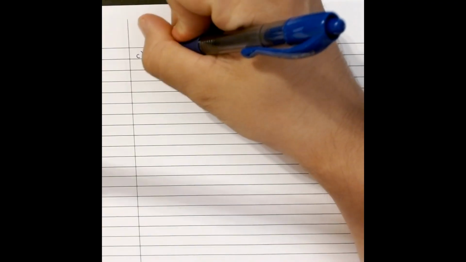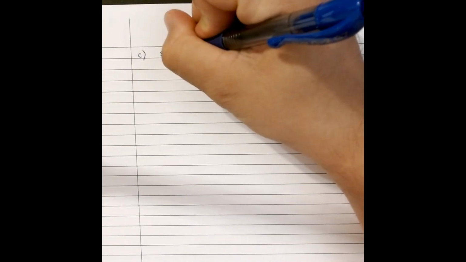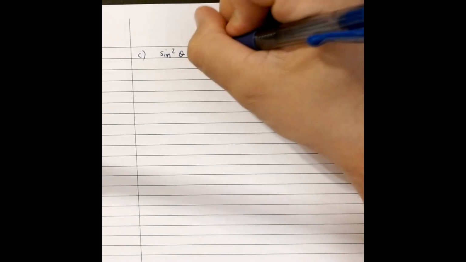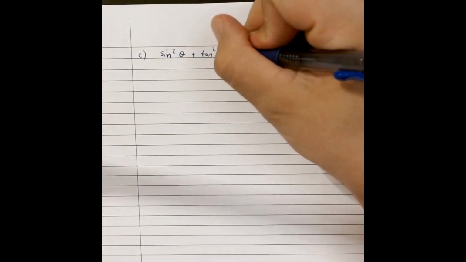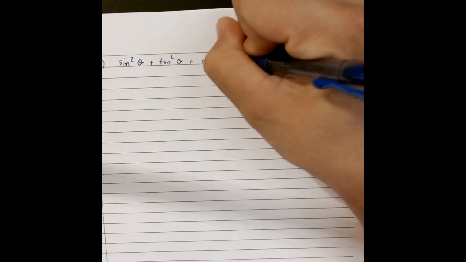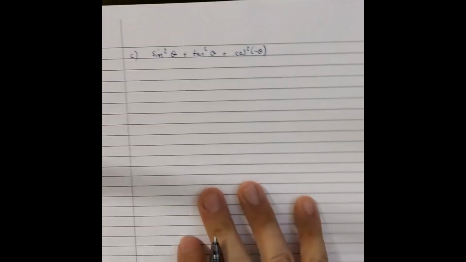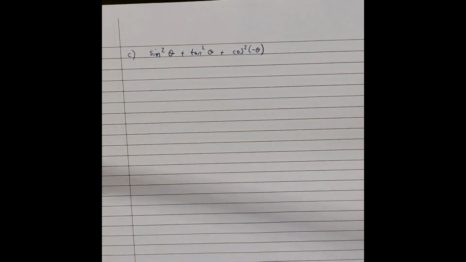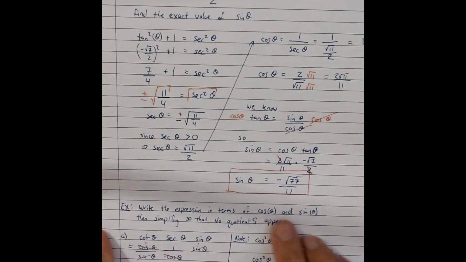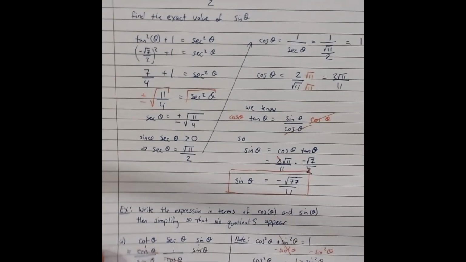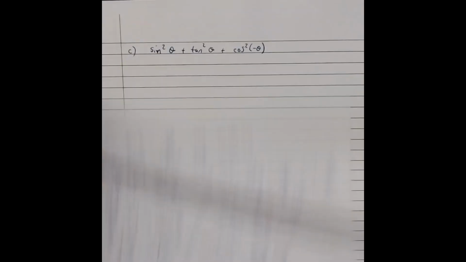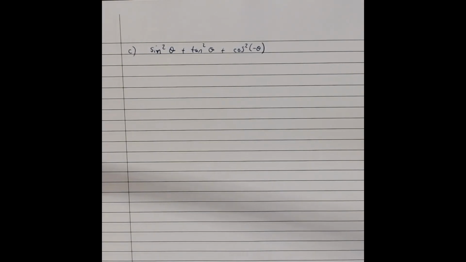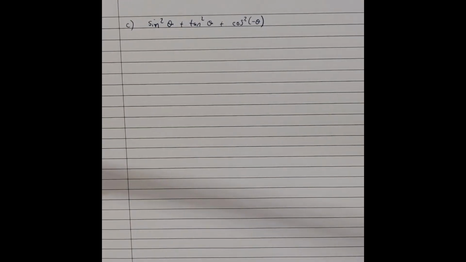So go ahead and simplify the following. We'll just call this one part C: sine squared of theta plus tangent squared of theta plus the cosine squared of negative theta. So go ahead and do that. Simplify everything down. Remember, you should have everything written in terms of cosine of theta and sine of theta first, and then from there simplify so that in the end no quotients appear. Go ahead and pause the video, give that a try, and once you have a result, unpause and we'll finish it off together.